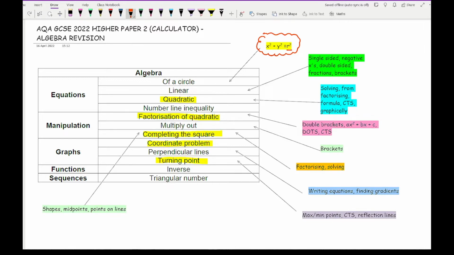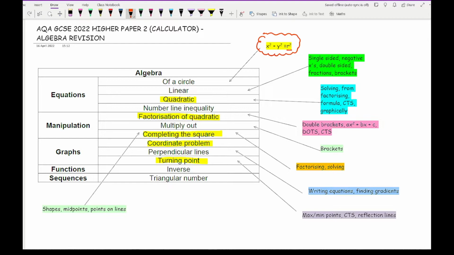When it comes to linear equations, again, this could appear as a very, very simple question, or it could be a complicated question. So it could be single-sided, could be multiple choice, could be dealing with negative x's, double-sided, equations with fractions and brackets. So basically when you're dealing with a single x, which is what this topic is then leading on to.